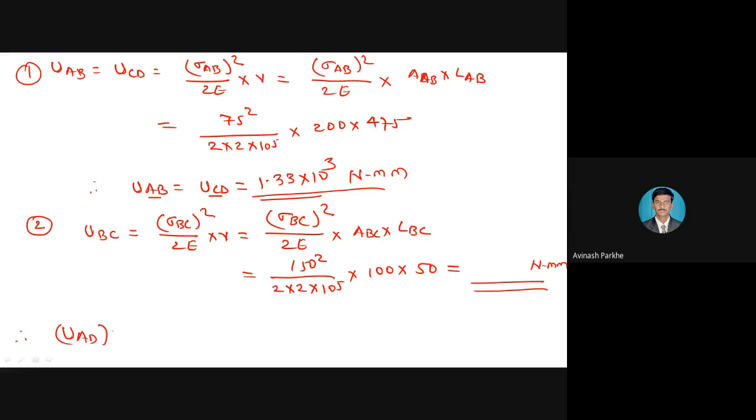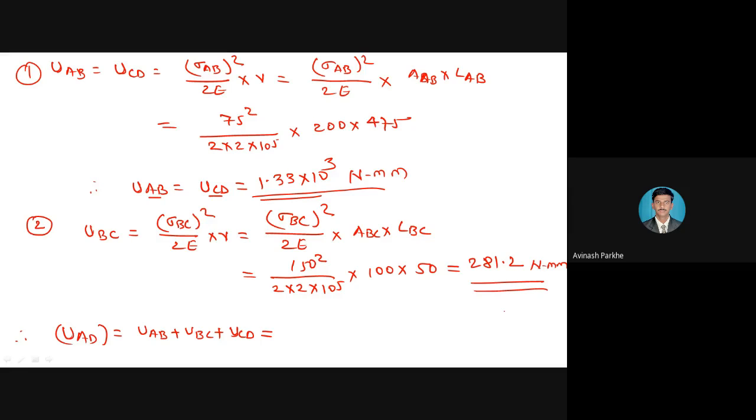Therefore, U of AD, if I have to calculate, U of AD is equal to U of AB plus U of BC plus U of CD. Yes, U of BC 281.2 Newton mm. Do the calculation for the first section AB and section CD, 1.33 into 10 raised to 3. Please check your answers. Then calculate for section 2, 281.2.